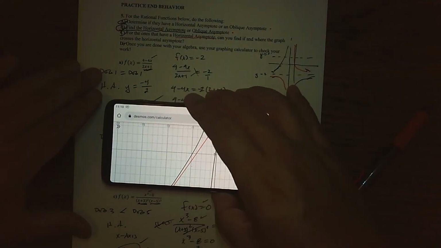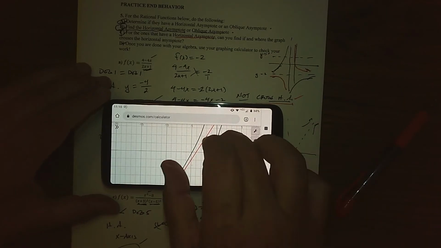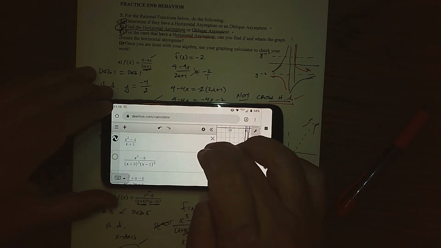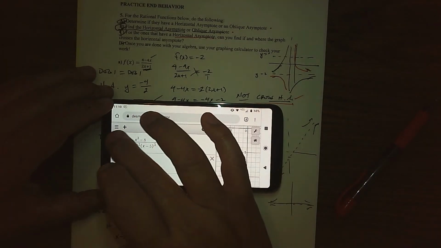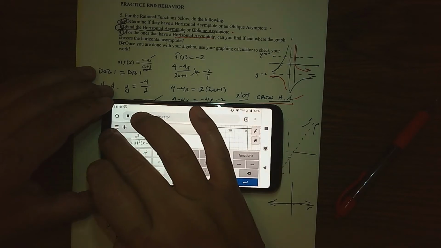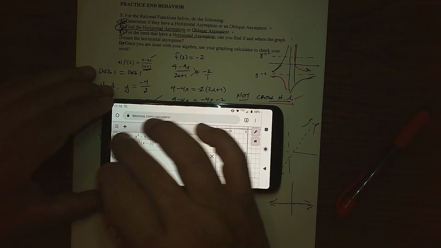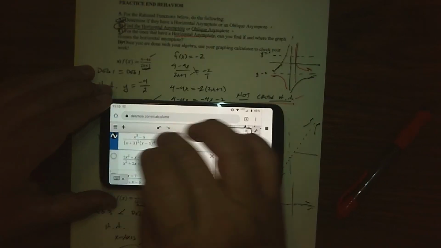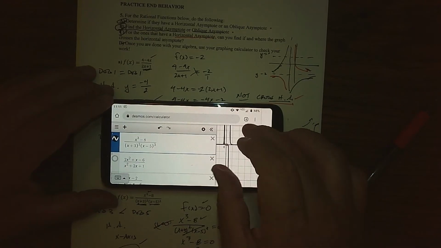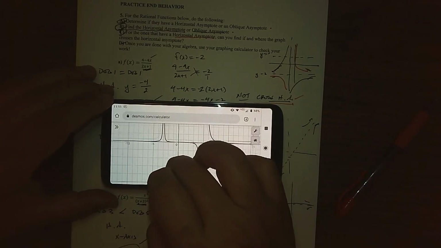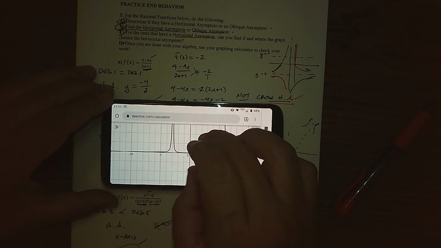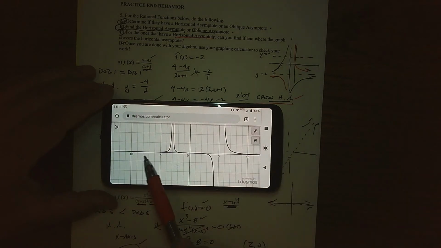And then last but not least, for the last one, let me bring that back. Let me turn that off, turn that on, and put this one on. Put it in black. So here's the graph of this one. And we do in fact see that in both directions the x-axis is actually serving as the horizontal asymptote.